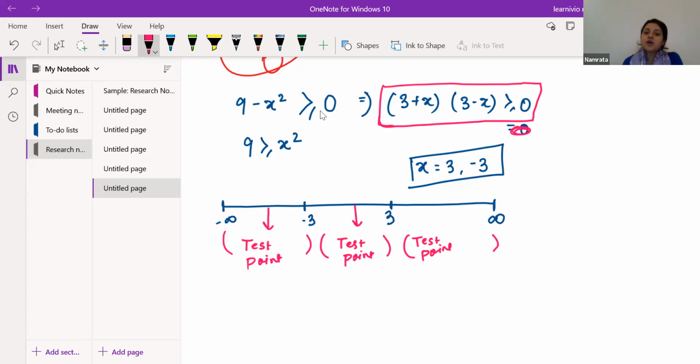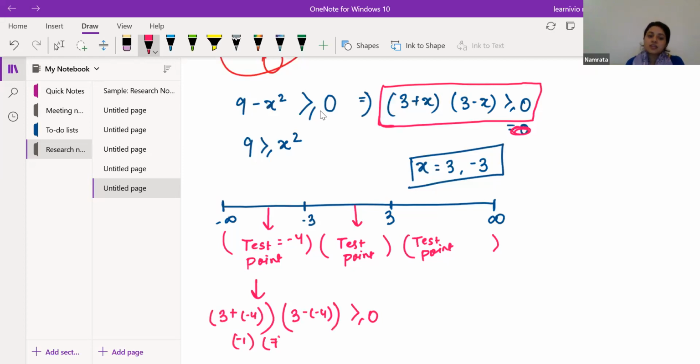So let's say from the first interval, I am taking the test point as -4. Now let's check the inequality. 3 plus x is there, so 3 plus, I am going to write -4. And then 3 minus x is there, so 3 minus -4 I am going to write. And greater than or equal to 0 sign is there. So 3 minus 4 is -1. And 3 plus 4 is 7.